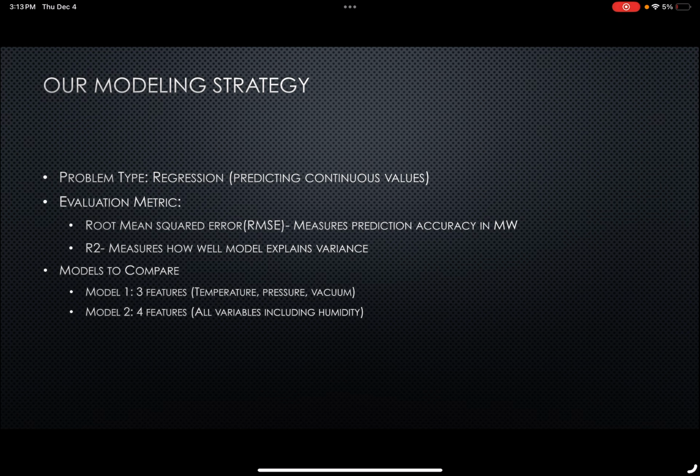Now, in terms of modeling strategy, the problem type is regression. We're using a regression model here because we are predicting a continuous value. The evaluation metric is going to be root mean square error. This will help us measure the accuracy, and R2 will help us see if the model is able to explain the variance and whether it is a good fit or not.